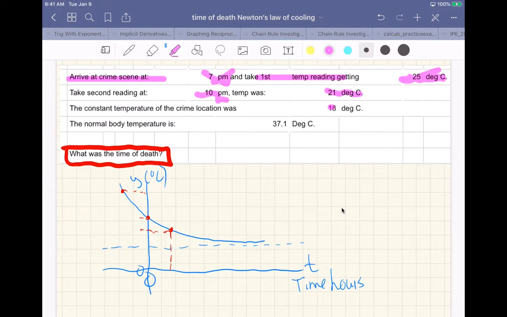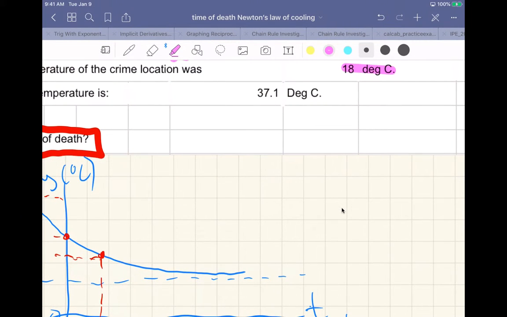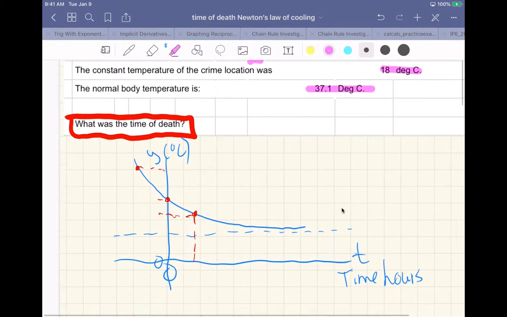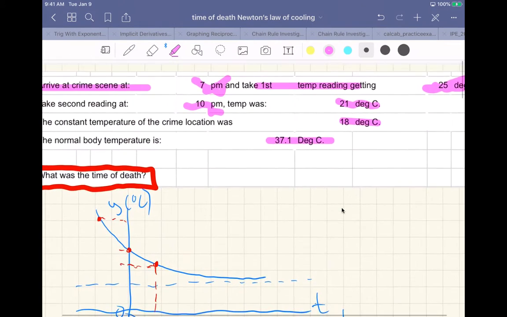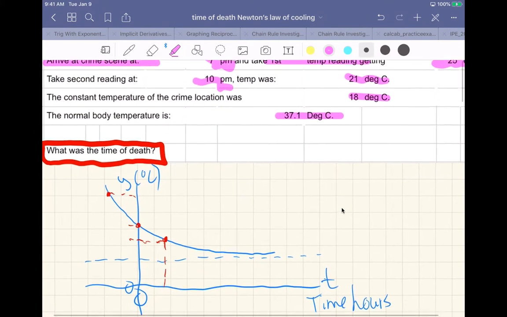And these things are all important. The other thing that we need to know about is that the regular body temperature is 37.1. So unless someone is sick, the regular body temperature is 37.1. So we've got all that information. I think the first thing you need to do is put it on a graph.